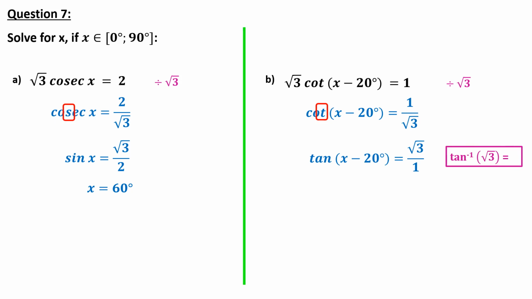And now on our calculators, we can type in shift tan square root 3, because square root 3 is just the same as square root 3 over 1. And we end up with an answer of 60 degrees. But that is for the whole bracket. That's for x minus 20. So to get x on its own, we're going to take 20 degrees to the other side, and you end up with a final answer of x is equal to 80 degrees.